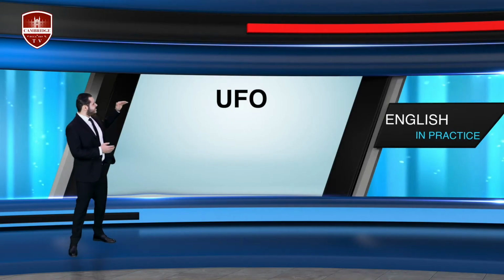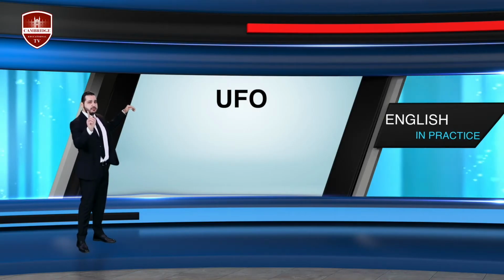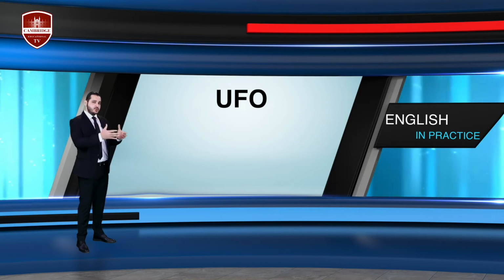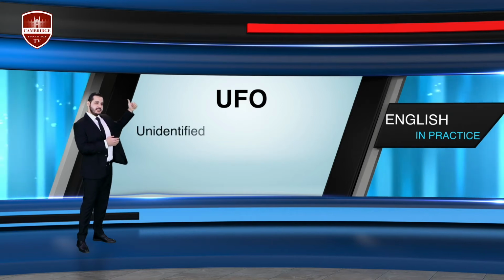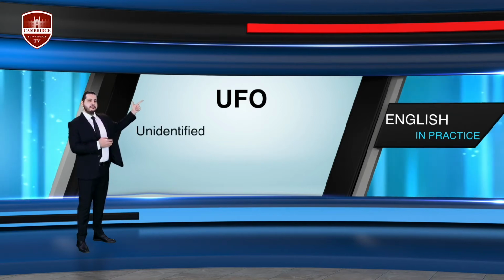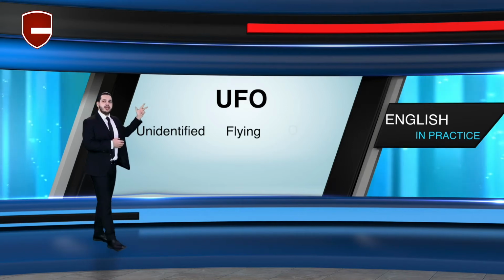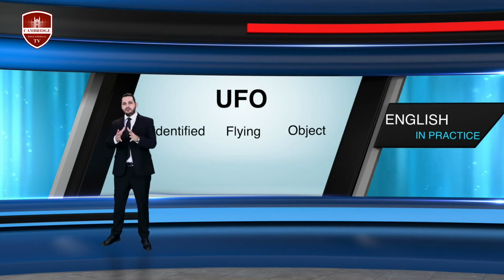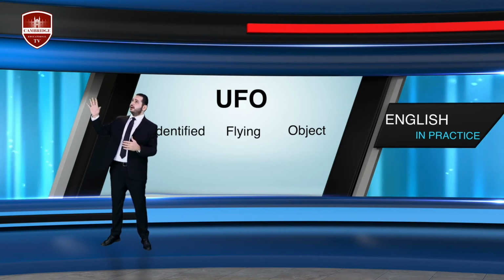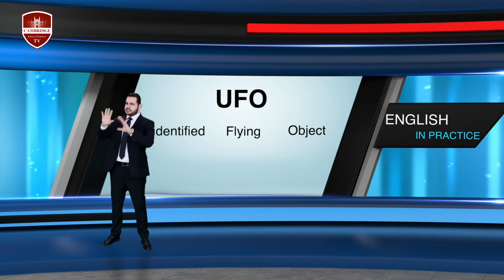The next abbreviation we have for today's episode is UFO. As you can see, it's three letters, which means this abbreviation is the short form of three words. The first word is unidentified. The second one is flying. The third one is object. Now let's imagine this. UFO is an abbreviation that we use when we look at the sky and we see something that is flying.